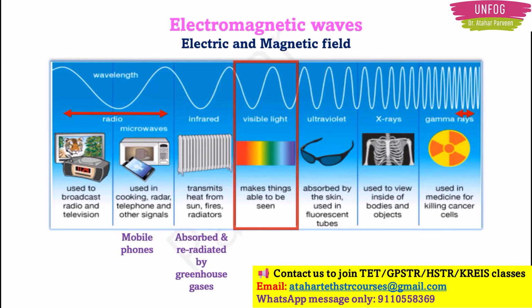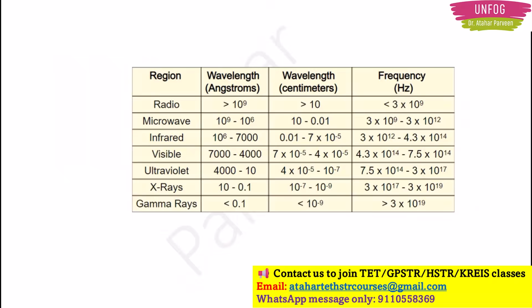And then microwaves, obviously, of course, they are used in microwave ovens, right? You use them to cook food or to heat the food. They are also used in radar and telephones and other signals, and in satellite communications. And then radio waves, they are used in broadcasting. This is the main use of radio waves. They are used in broadcasting in radio and television. Okay, so these are the applications.